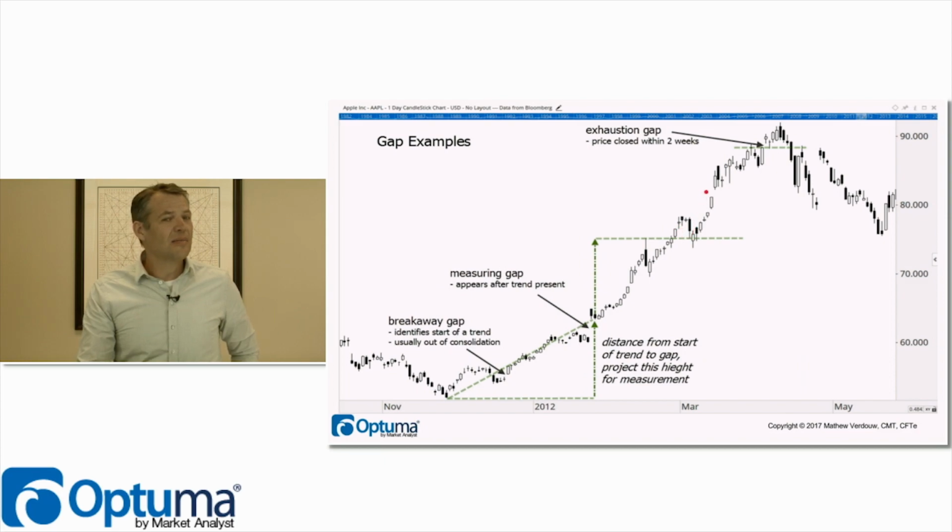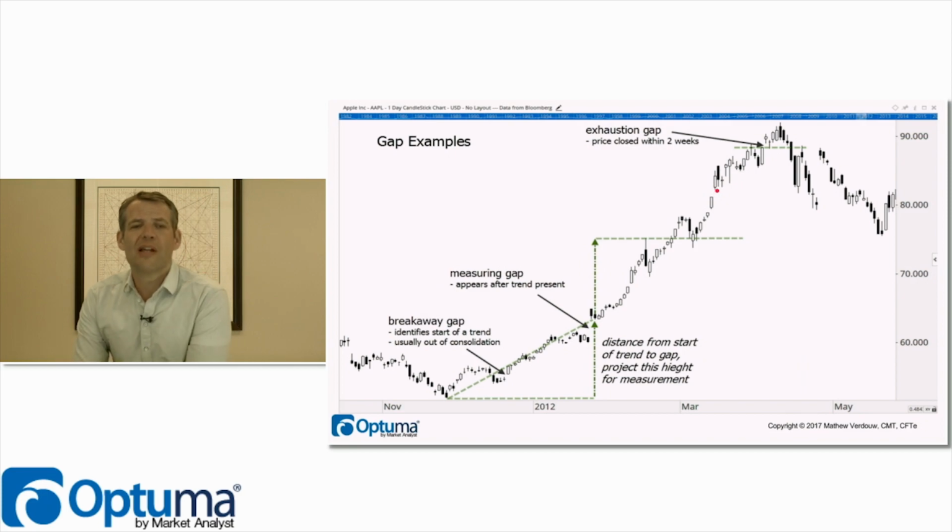Had another measuring gap here. We could use that as well, and this is the one that I used earlier, where I went from the low to here, and we got basically the top of the market. So you could use that as well. Another target, less likely, would be to even take the low of the whole move. You can do that, and then you have another target off in the distance.